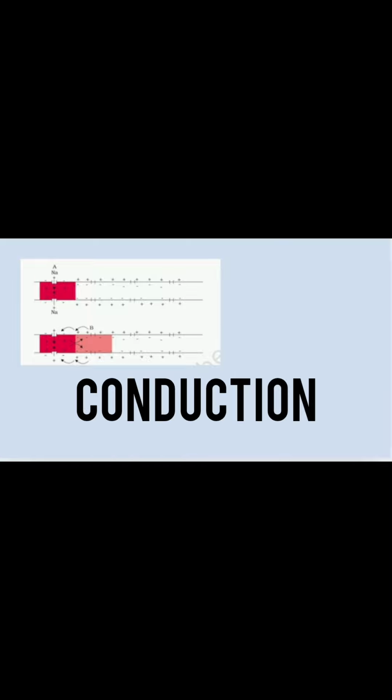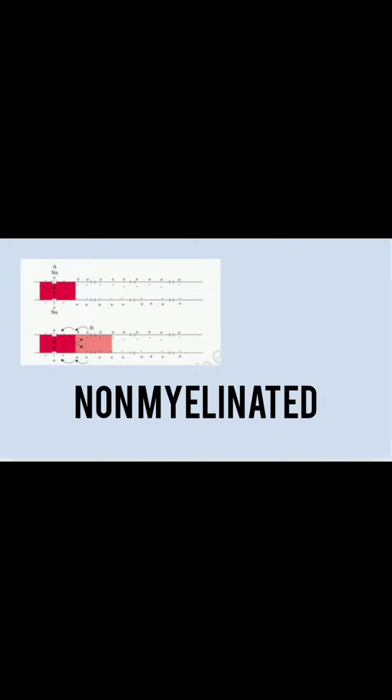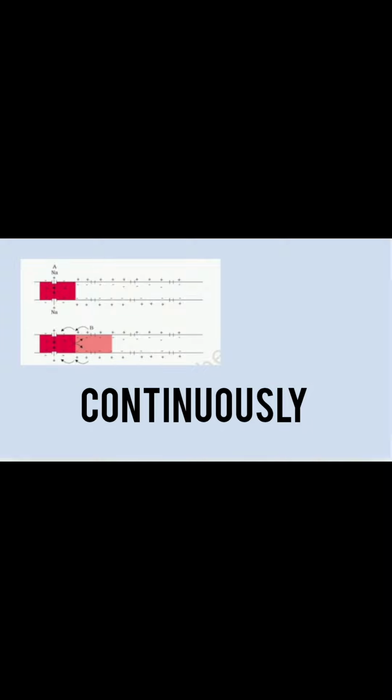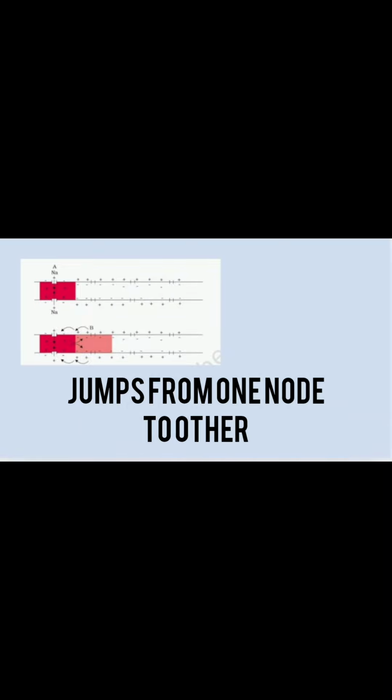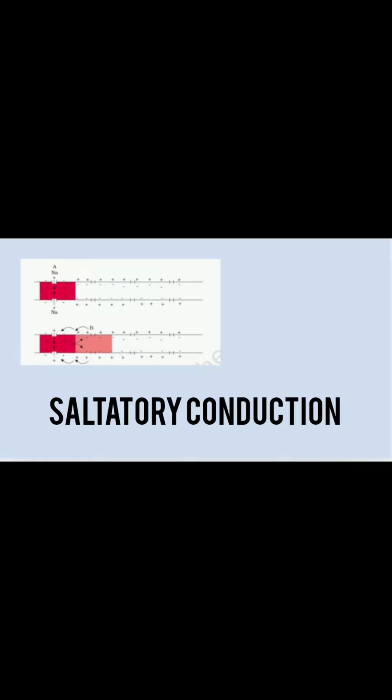Now let's understand the conduction of a nerve impulse. Once generated, the impulse travels along the axon as a chain of changing electrical charges. In non-myelinated neurons, the impulse moves continuously along the axon surface, but in myelinated neurons, it jumps from one node of Ranvier to another, a faster process called saltatory conduction.